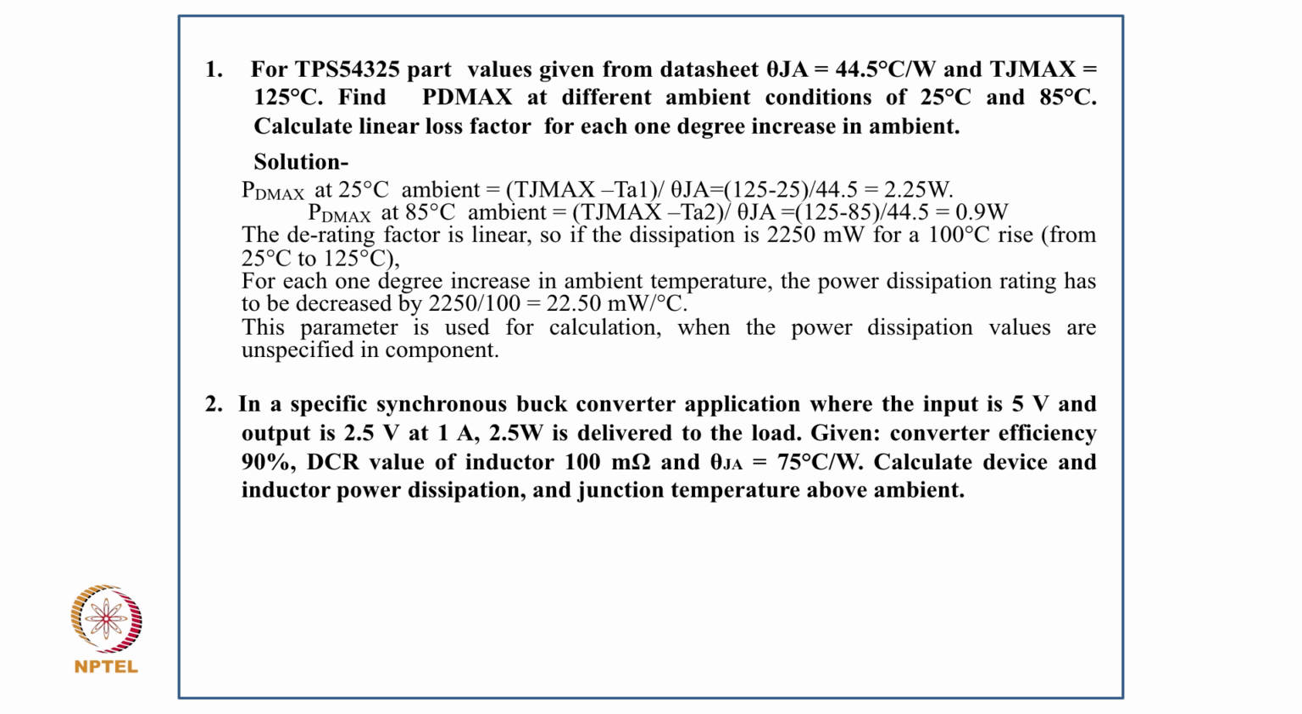Coming to the second numerical problem: in a specific synchronous buck converter application where the input is 5 volt, output is 2.5 volt at 1 ampere, 2.5 volt is delivered to the load, given converter efficiency of 90%, DCR value of the inductor is 100 milliohm, and theta J is 75 degrees Celsius per watt. Calculate the device and the inductor power dissipation and junction temperature above ambient.